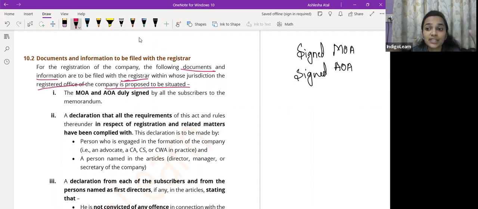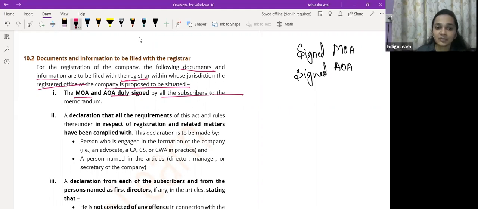अभी कौन से डॉक्यूमेंट्स हैं? लेट्स हैव अ लुक एट देम. The first one is MOA and AOA signed by all the subscribers to the memorandum. So signed MOA, signed memorandum and signed articles of association shall be filed. Apart from it, there is a declaration. दो डिक्लेरेशन रिक्वायर्ड होते हैं. एक डिक्लेरेशन होता है बाय प्रोफेशनल्स, दूसरा डिक्लेरेशन होता है बाय द सब्सक्राइबर्स टू द मेमोरेंडम. नाउ लेट्स हैव अ लुक एट द फर्स्ट डिक्लेरेशन.